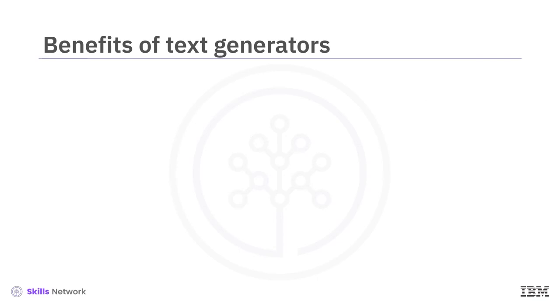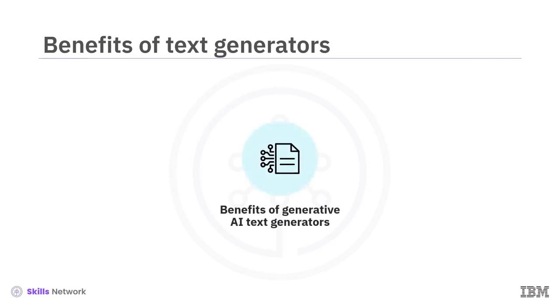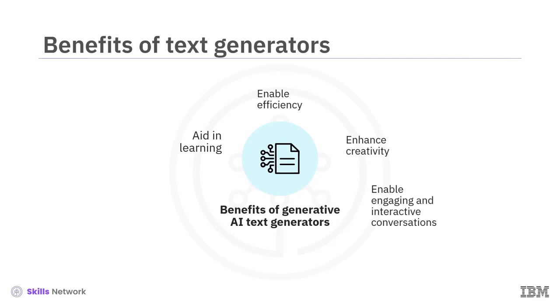Generative AI-based text generators offer several benefits. These tools are good learning aids as they provide step-by-step explanations. They can generate different forms of text quickly, enabling efficiency for writers and creators. These tools enhance creativity and inspire new ideas. By enabling engaging and interactive conversations, they're useful as virtual assistants and chatbots. By automating repetitive writing tasks, they can increase productivity for organizations. With multilingual support, they enable communication and content localization for global audiences.